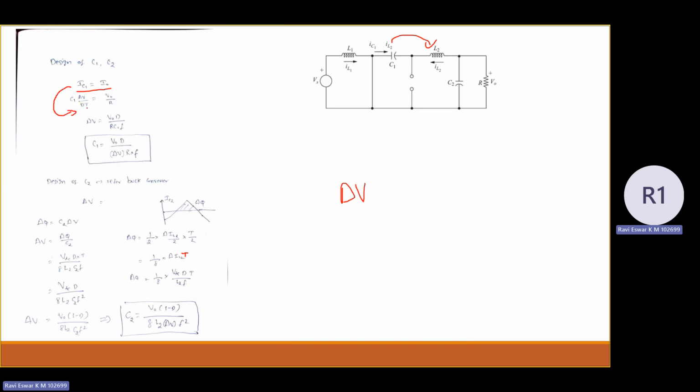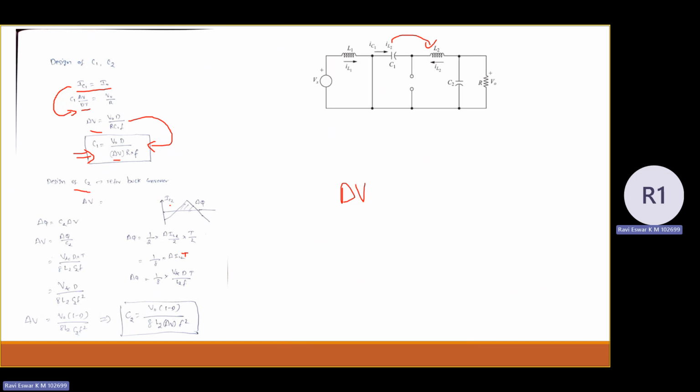IC1 equals C into dv by dt, del v by del t. Again, del t I can replace it as D into T. So from this I can get del v. So from this equation I can get C1 as V naught D divided by del v into R into F. So V naught user specify, duty is also going to be specified by user, del v, load resistance is known to us, switching frequency also known to us. So you can design the value of capacitor C1 to maintain the particular ripple voltage across the capacitor C1.